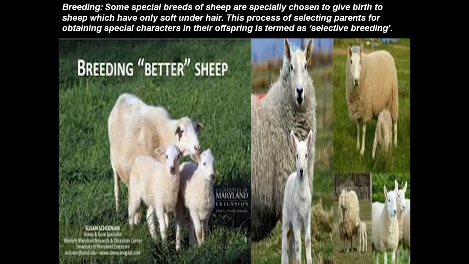Now let us learn what is meant by breeding. Some special breeds of sheep are specially chosen to give birth to sheep which have only soft underhair. This process of selecting parents for obtaining special characters in their offspring is termed as selective breeding.